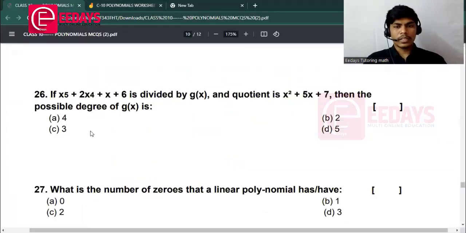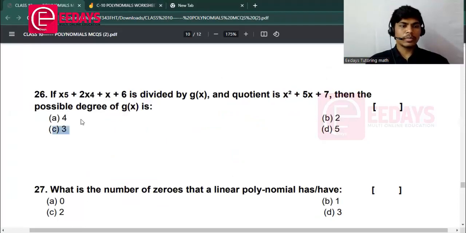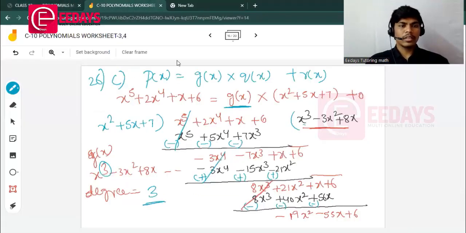Okay. Option. So we can't do anything further. Why? Because they're asking only the degree, not the remainder, right? If they're asking the remainder, then you have to do all this, you have to do the remaining sum. They're asking only the degree. The highest power would be 3 here. So that's why option C is the correct answer. Okay. You have to be smart.